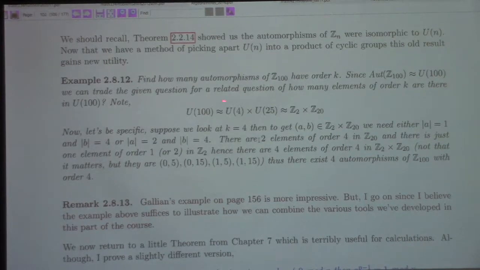So U100 is isomorphic to Z2 cross Z20. How many elements of order, what did I pick in here? 4. Elements of order 4 in here, well, there you've got either an element of order 1 or an element of order 2, right? So to get the least common multiple of the pair that you're making from here to have order 4, you have to have the order of B be 4. And you can have this be either 1 or 2. So how many elements of order 4 are there in Z20?